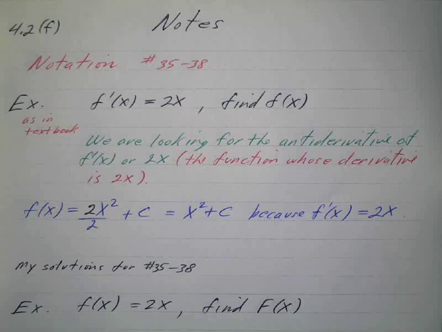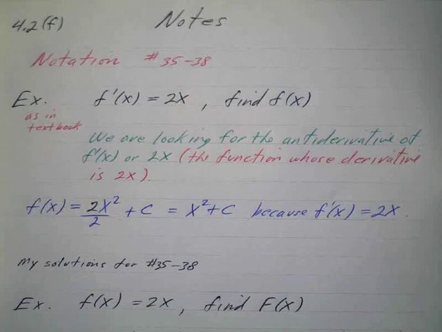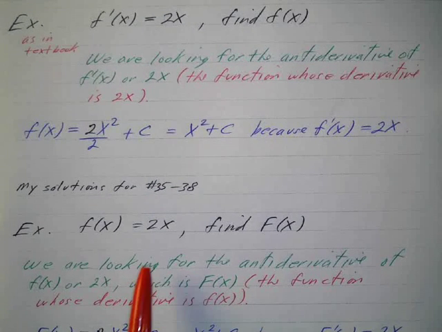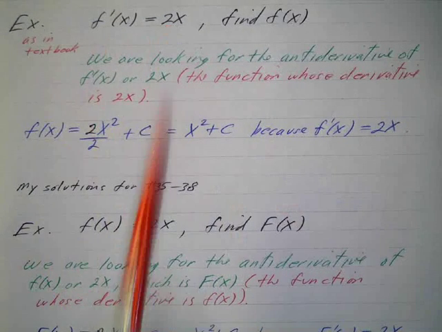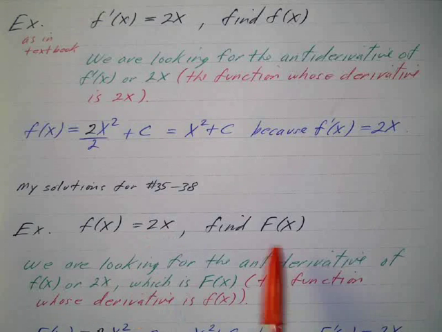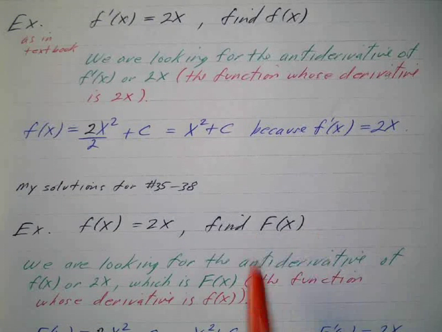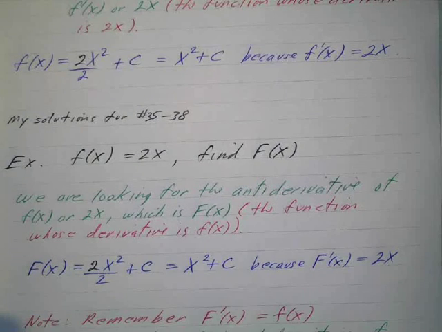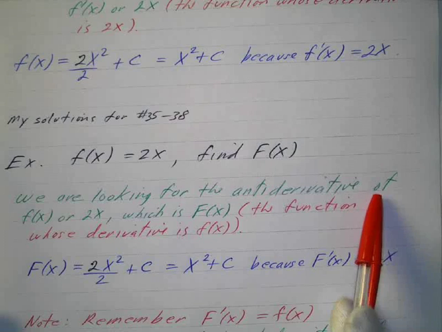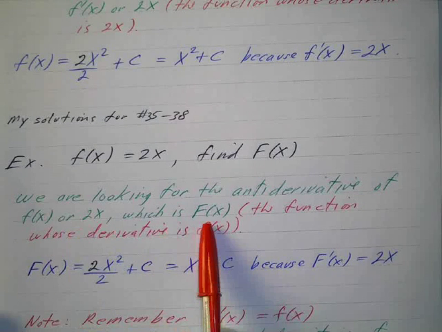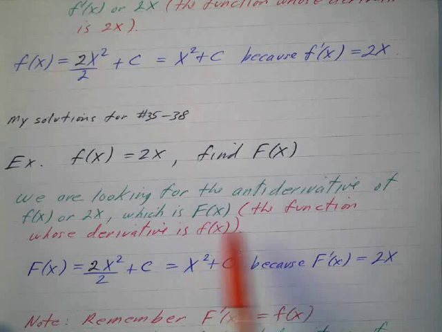I used the other notation, and this is the way I did the problems. So my solutions for 35 through 38, I just rewrote it. Instead of saying f prime equals 2x, I said f of x equals 2x, and we want to find the antiderivative of that, which is capital F of x. This is the more traditional notation, and we'll use this a lot as we go through these chapters. So we are looking for the antiderivative of f of x, or 2x, which is capital F of x.